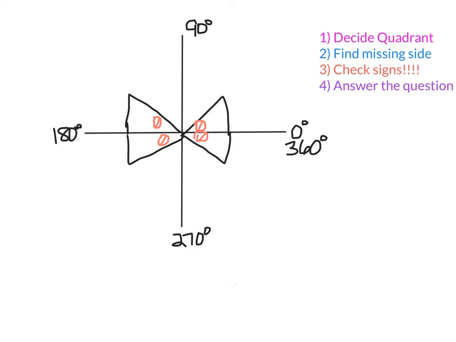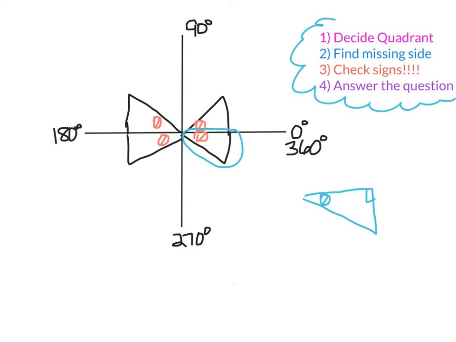For instance, if I decide that I'm in quadrant 4, then that means the triangle I'm going to draw is going to be in this orientation, with theta always next to the x-axis. So our steps are written up here in the corner, and there's not a spot for you to really write this, so just write it somewhere on your paper. We're going to decide the quadrant, 1, 2, 3, or 4, and draw that triangle, that part of the bow tie. Find the missing side that they didn't give you, check your signs, and answer the question.